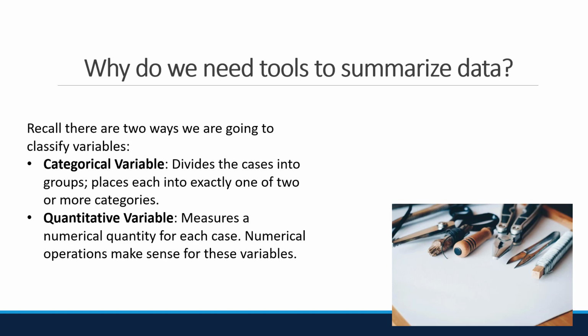Recall there are two ways we are going to classify variables. Categorical variables divide the cases into groups and place each into exactly one of two or more categories. Quantitative variables measure a numeric quantity for each case. Numerical operations make sense for these variables.